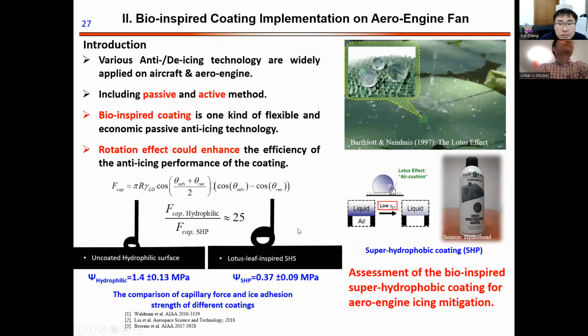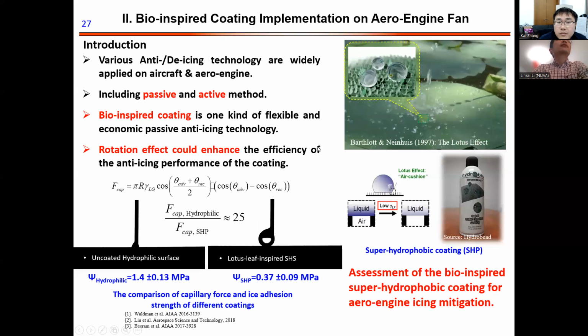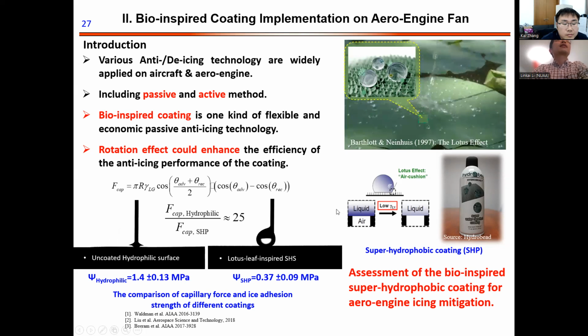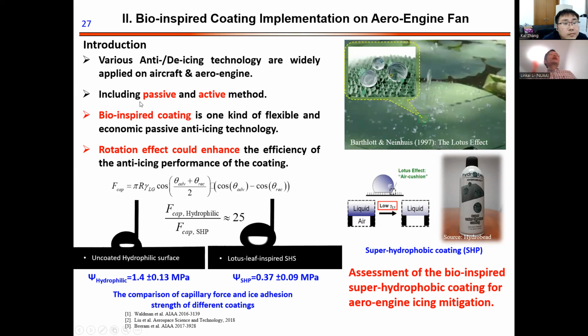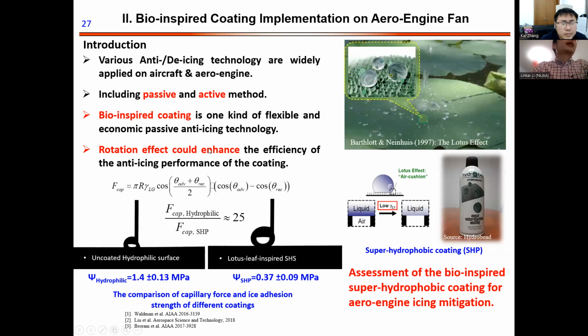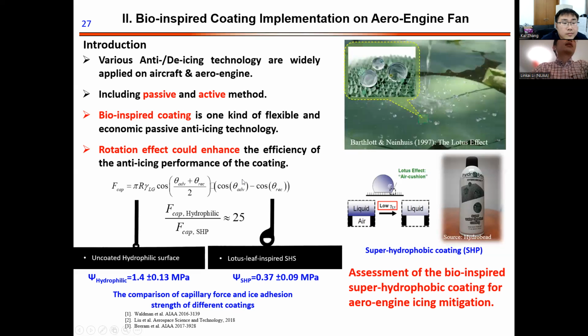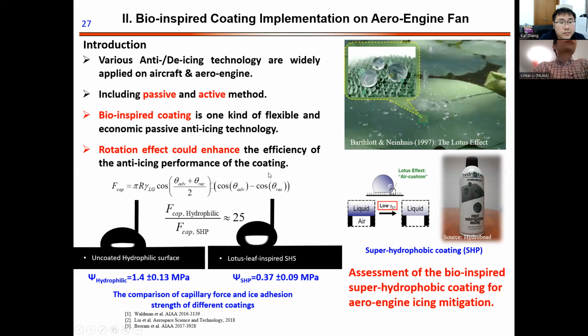So in order to do anti- or de-icing, in the next part, I want to introduce bio-inspired technology. I know maybe some of you are very familiar with this lotus effect. And this is a super hydrophobic coating, which is already widely applied in daily life and industry. For anti- and de-icing technology, we have passive and active methods. And this bio-inspired coating is one kind of passive method for anti-icing technology. Because the aero-engine fan blade is rotating, I guess the rotation effect could enhance the anti-icing performance of this coating.